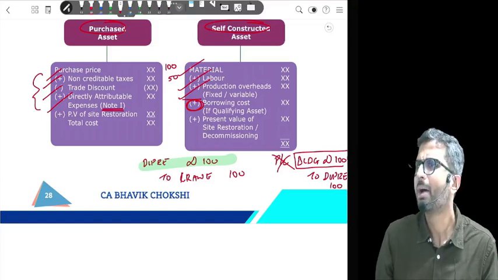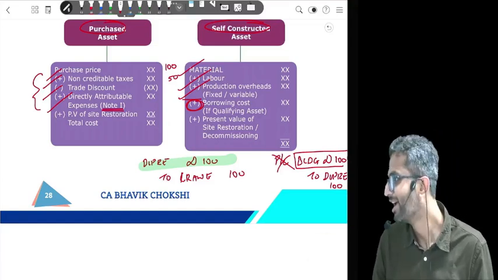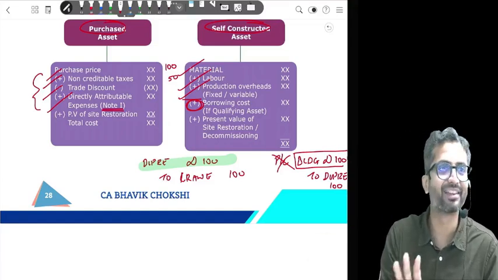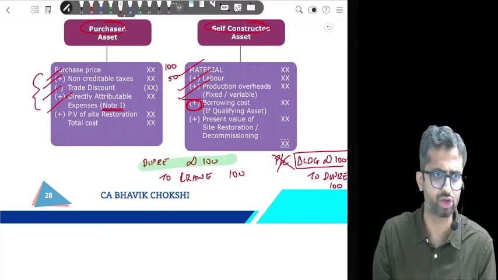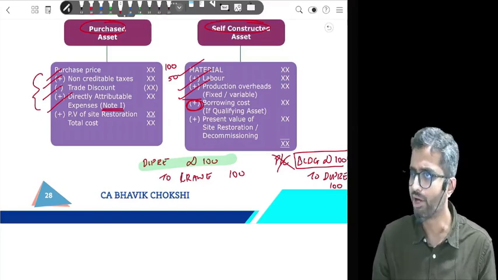Is everyone clear? But even if you don't know that, it is fine. As long as you are able to remember that it is a qualifying asset, and a qualifying asset you capitalize, that is more than sufficient from an exam perspective. Are we clear with this?